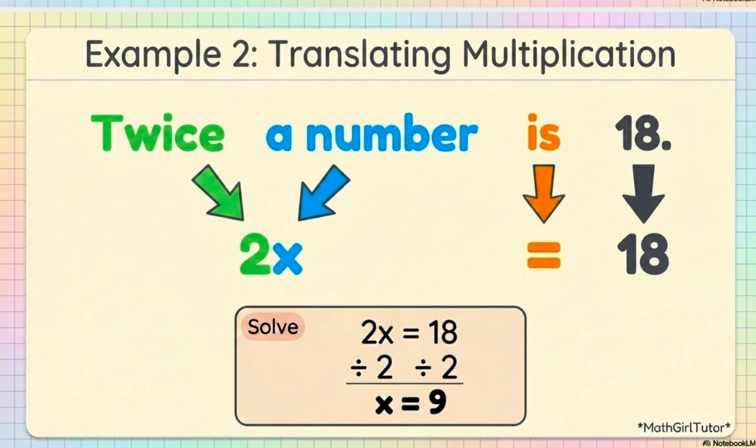Now, let's look at another one. Twice a number is 18. The phrase twice a number means 2 times x or 2x. Then is means equals, and 18 stays 18. So the equation becomes 2x equals 18. To solve, divide both sides by 2, and that gives x equals 9.